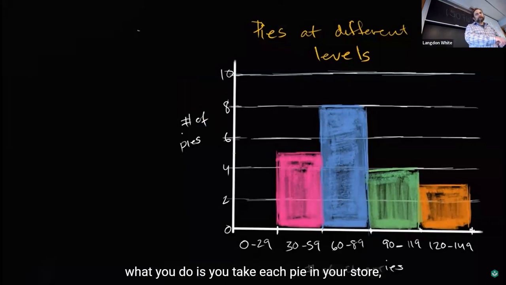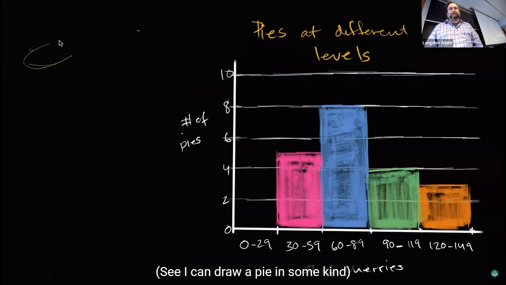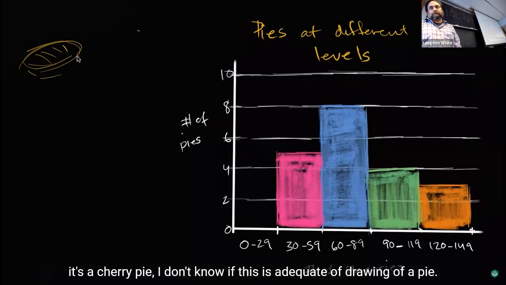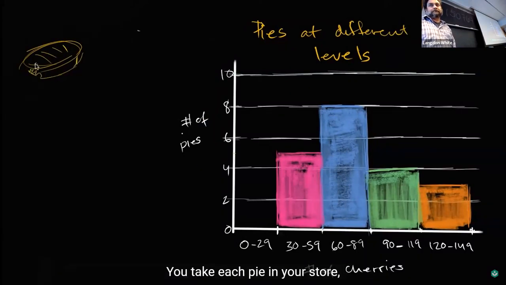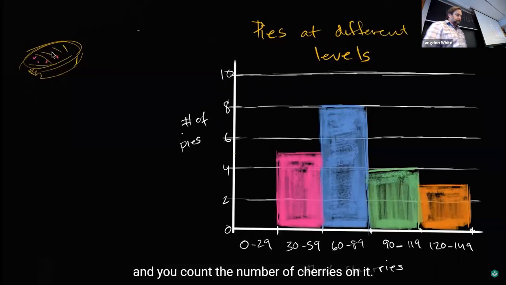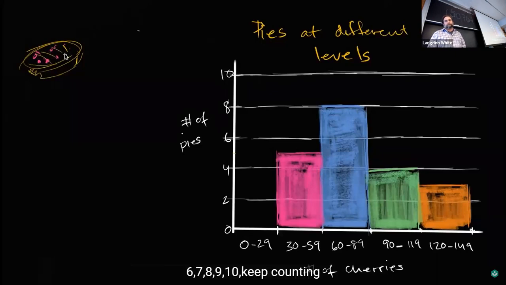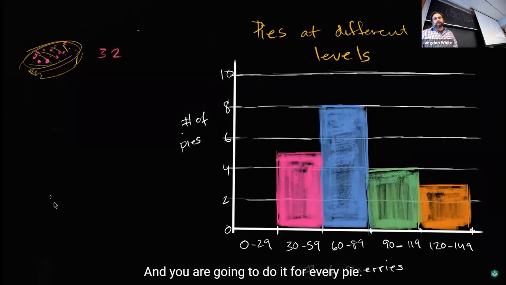What you do is you take each of the pies in your store, and you count the number of cherries on its pie right here. 1, 2, 3, 4, 5, 6, 7, 8, 9, 10. Let's keep counting. And let's say it has 32 cherries. You do that for every pie.